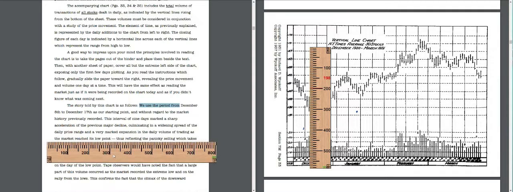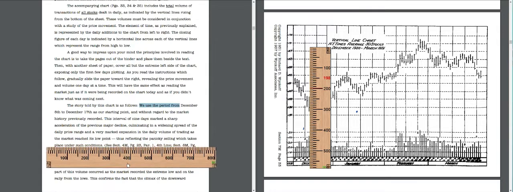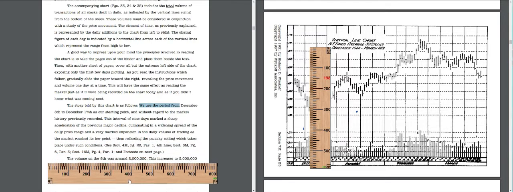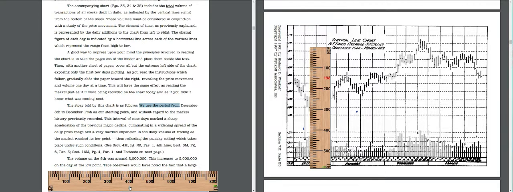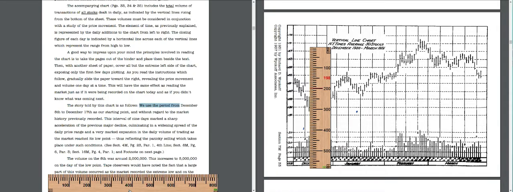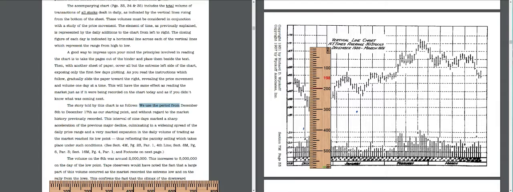It doesn't matter what chart you use. And all he's saying is that this reflects panic selling. So the selling climax is panic selling, which takes place under such conditions. Okay, the volume on the 8th was 2 million, and this increases to 5 million a day of the low point. Tape observers would have noted the fact that a large part of the volume of that 5 million occurred as the market recorded the extreme low and on the rally from the lows.